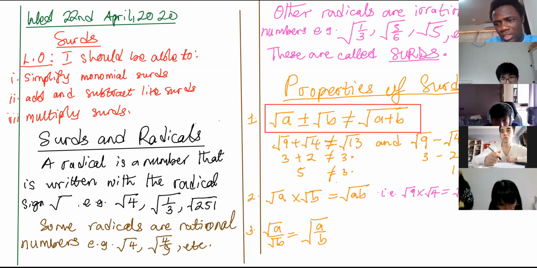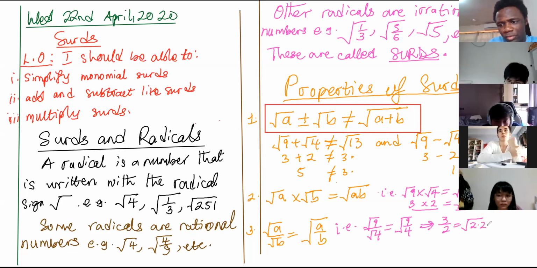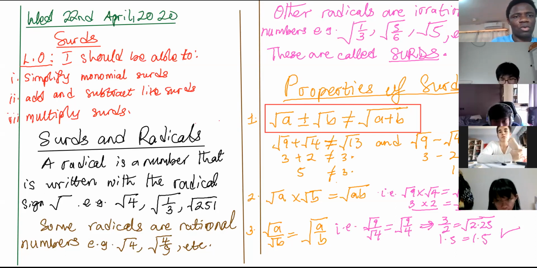You could see that, let's see if that is the square root of 9 times 4. The square root of 9 is 3, the square root of 4 is 2, and this is the square root of 36, which is 6, and this is 6. Okay, so that holds. And for the division, the square root of 9 divided by the square root of 4, let's see if it is the square root of 9 over 4. Yes, because this is 3 over 2, and this is 2.25, so this is 1.5, and this is also 1.5. So this holds, okay? So that works.